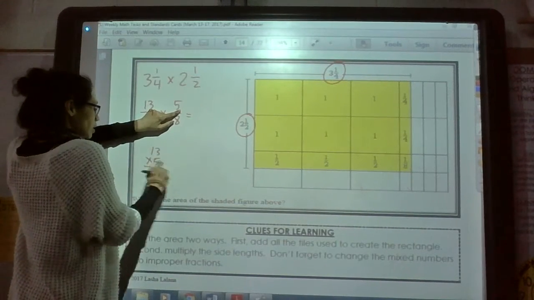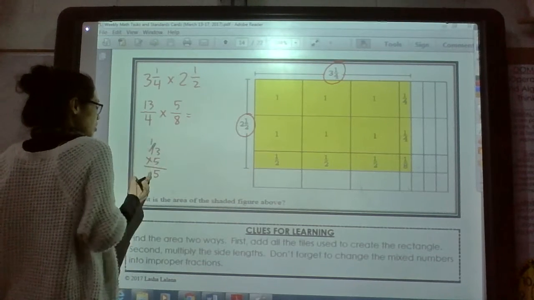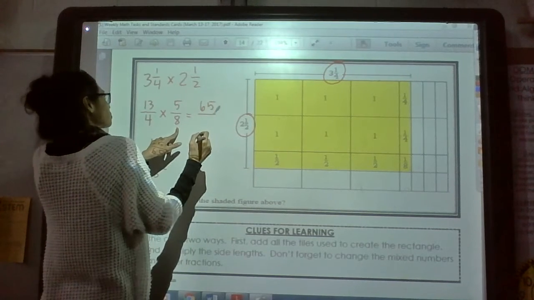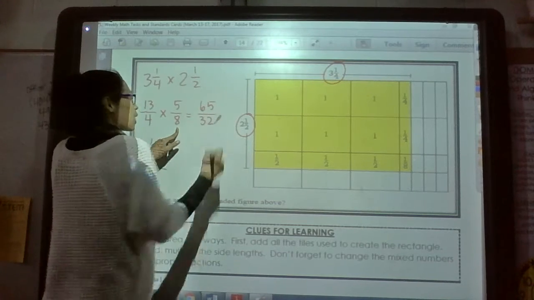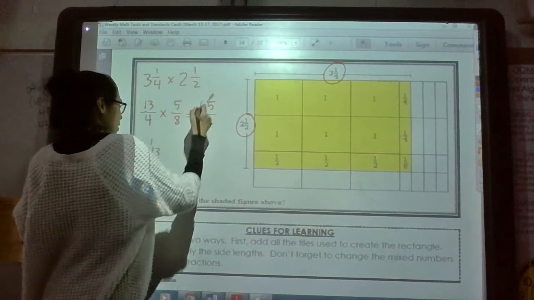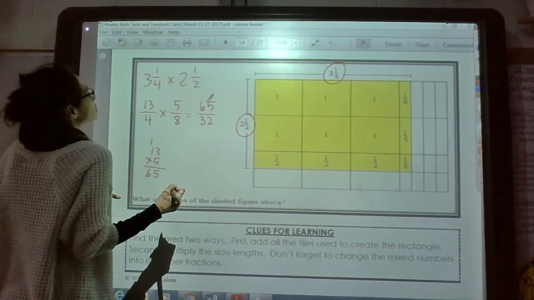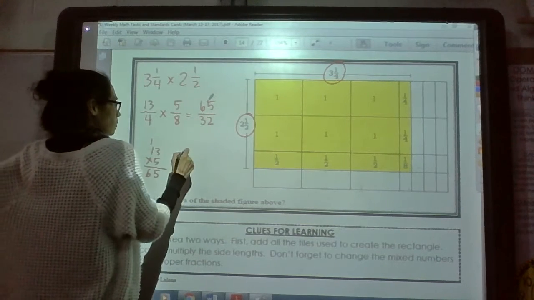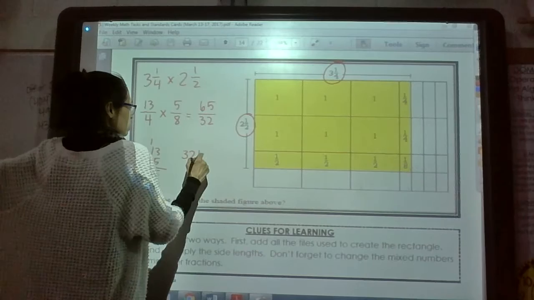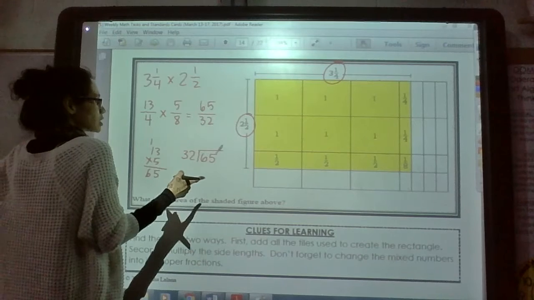13 times 5, we can work it out right here. 5 times 3 is 15. Put the 1 up top. 5 times 1 is 5, plus 1 is 6. So we have 65 over what? What's 4 times 8? That is 32. Now what do we do? Okay, let's go ahead and simplify, or we can divide. Did I do this right? 32 goes into 65 how many times?